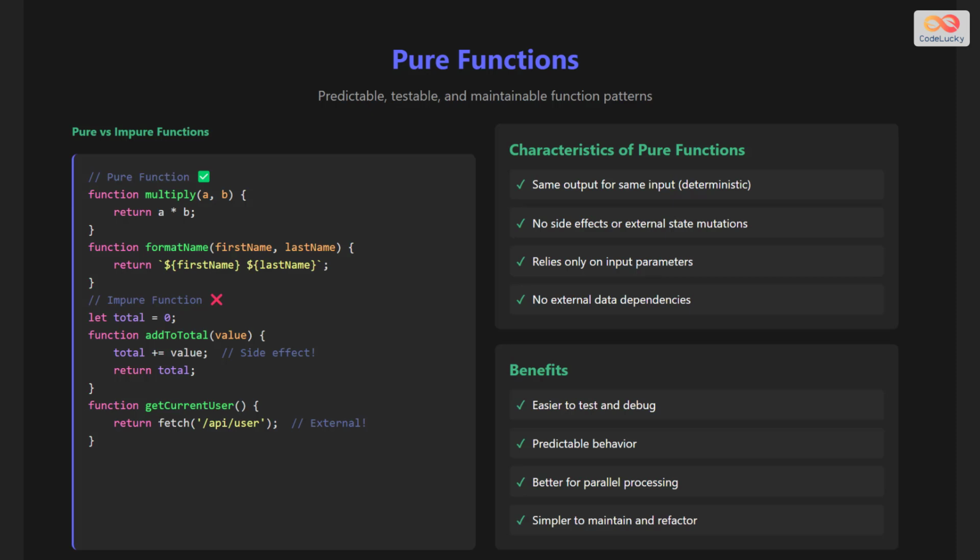Here are some examples of pure and impure functions. The multiply and formatName functions are pure as they don't have any side effects and return the same value given the same inputs. The addTotal function is impure since it modifies an external variable, total. Similarly, the getCurrentUser function is impure as it depends on an external API call. Some of the benefits of using pure functions are that they are easier to test and debug, they have predictable behavior, are better for parallel processing, and they are simpler to maintain and refactor.